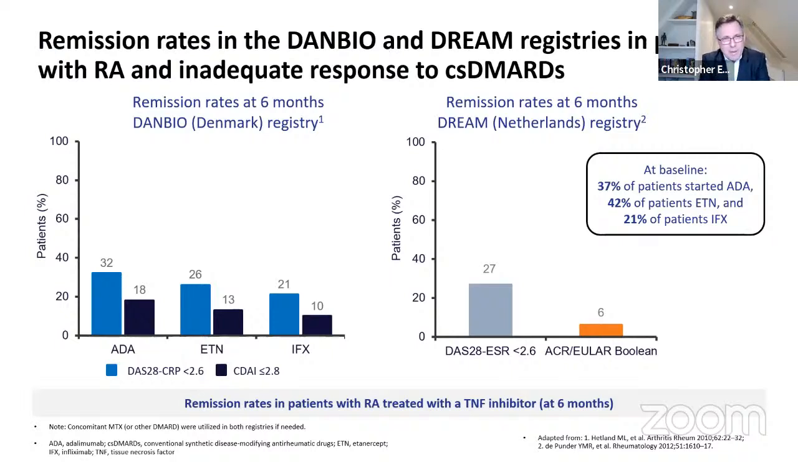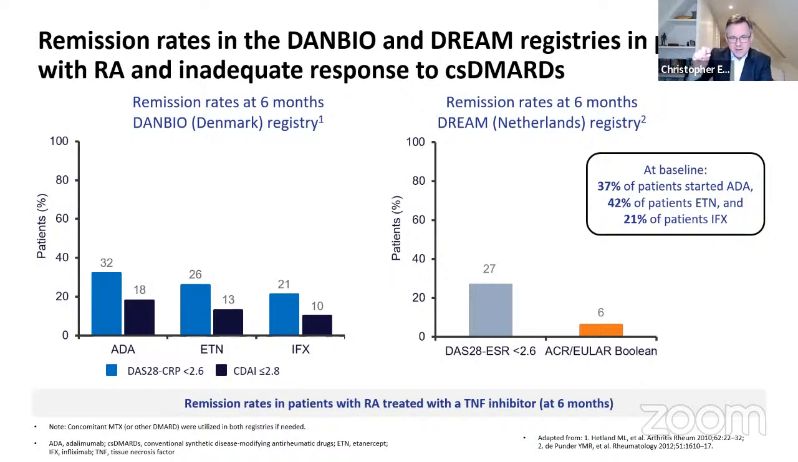Now, one of the reasons people use measures is to define remission. And I guess because I use DAS28 most often, less than 2.6 on DAS28 ESR is what I'm usually thinking about. But if you look, this is some work from the Danish colleagues and from the Dutch colleagues on the right-hand side. Those patients achieving remission at 6 months. If we look at the DREAM registry in the Netherlands, you can see 27% achieving remission if we use DAS28 ESR less than 2.6.